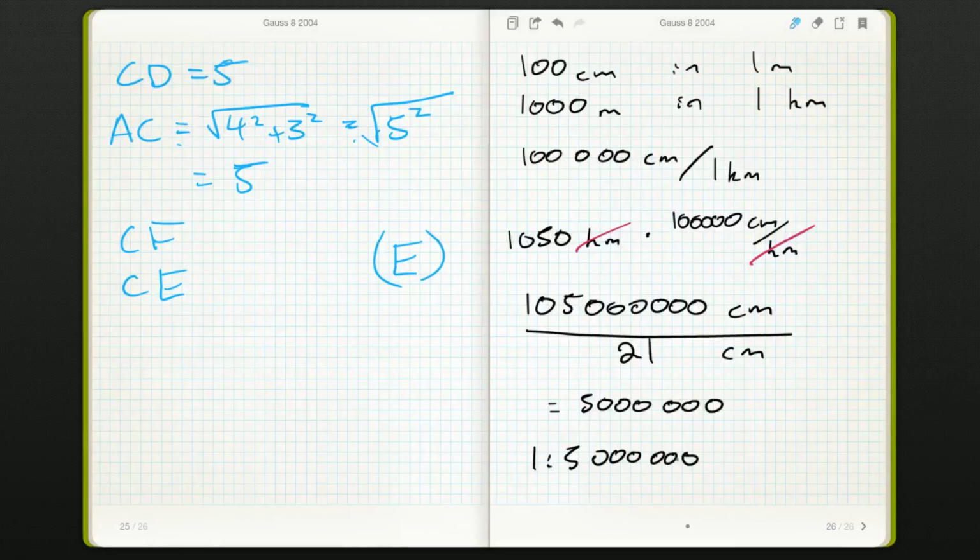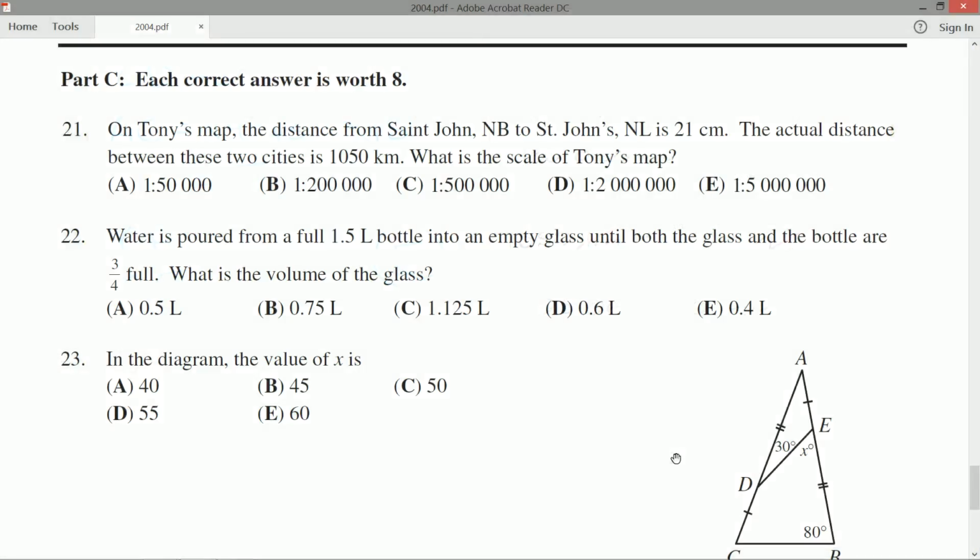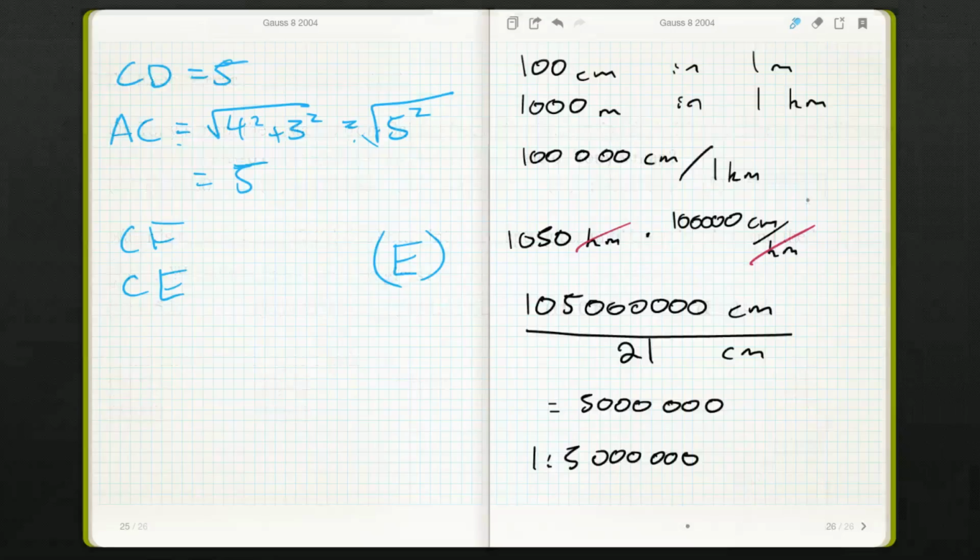Now, the number of zeros here is quite important. You'll notice that A is 1 to 50 million, and we also have 50,000. We also have 500,000 in here as well. So we want to be very careful and count our number of zeros again, just to make sure that the answer really is E. So I'm going to write down that I think the answer is E, but let's just double check. 3 zeros gave us 3 zeros, 2 zeros gave us 2 zeros, 1 zero gave us 1 zero, and then the 105 went up front.